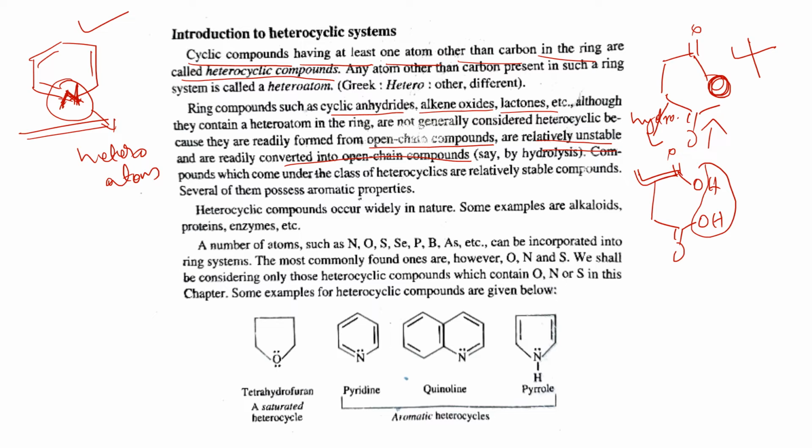Okay, now most of the heterocyclic systems are aromatic, but there are some systems which are not aromatic. Okay, now the heterocyclic compounds occur widely in nature. For example, the alkaloids, proteins and enzymes which contain heterocyclic compounds.